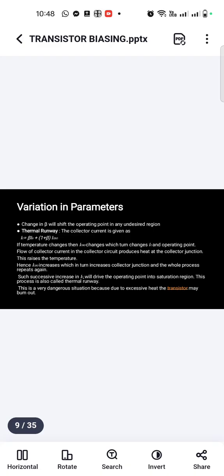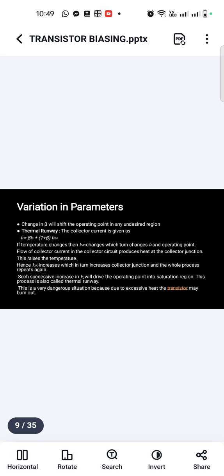And here, see, if the temperature changes, then ICBO changes, which in turn changes IC and the operating point. The flow of collector current in the collector circuit produces heat at the collector junction. This raises the temperature. Hence, ICBO increases, which in turn increases the collector current, and the whole process repeats again.